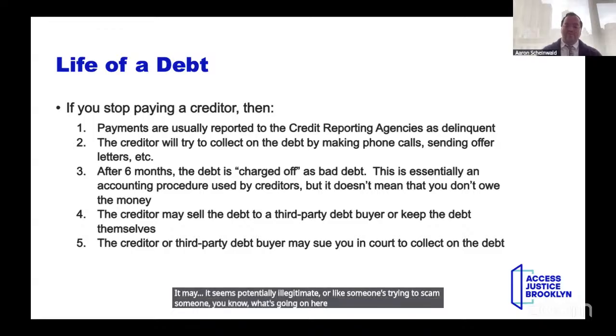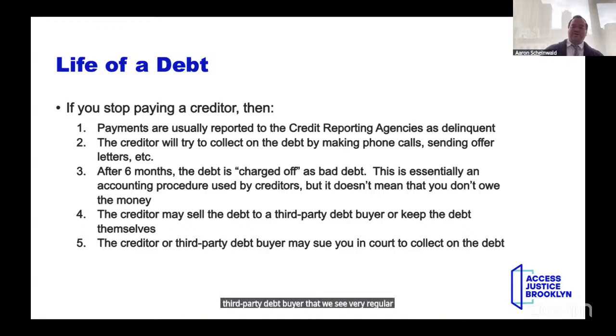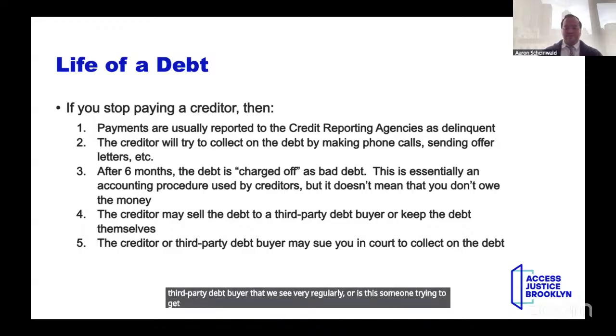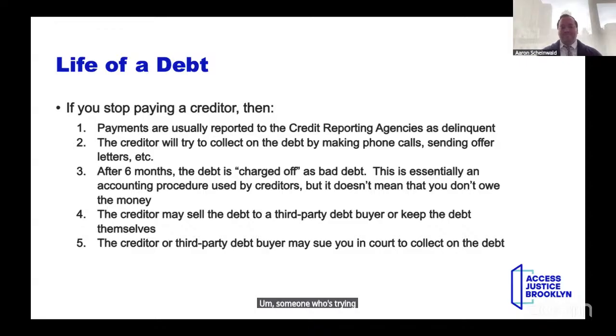And generally we will have a pretty good sense of, is this a legitimate debt collection? Is this a law firm or a collection agency on behalf of an original creditor? Is this a third-party debt buyer that we see very regularly? Or is this someone trying to get money, like we see with toll scams, for example, when people get texts claiming that someone has a toll debt and they need to pay right away, which is not true. People don't get debt collections for tolls over the phone, especially by text. Someone is trying to perpetrate a scam.